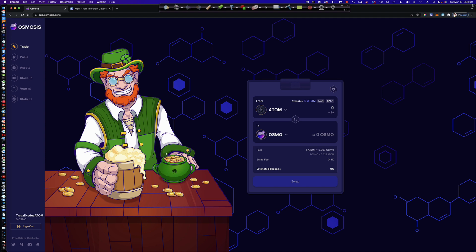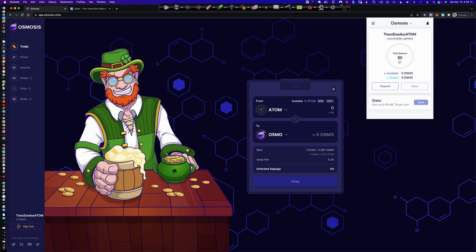So the question I've been receiving over the last week or two is, well, I've got some Osmo and I have it here in my Keplr wallet and I'm staking it. How is it that I'm not getting the Superfluid Staking rewards?